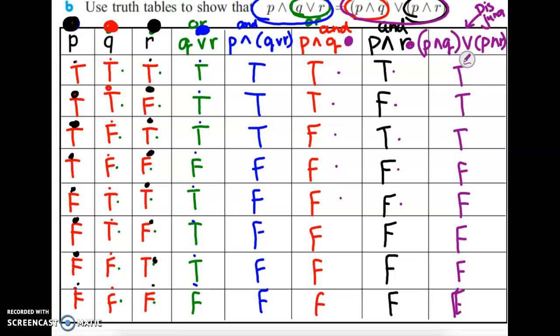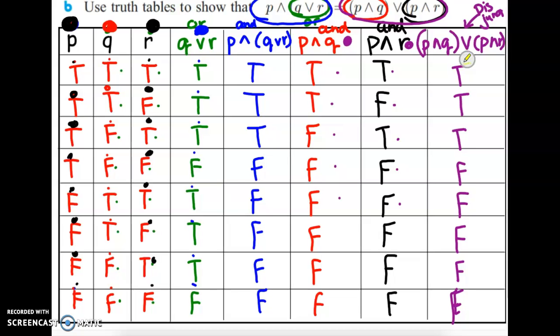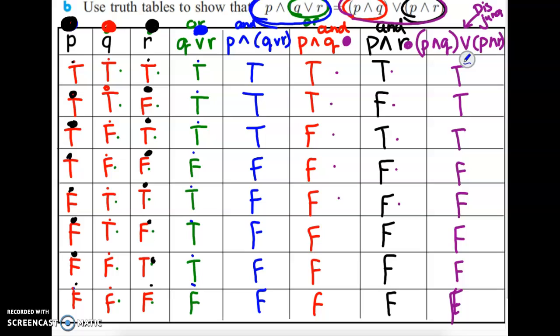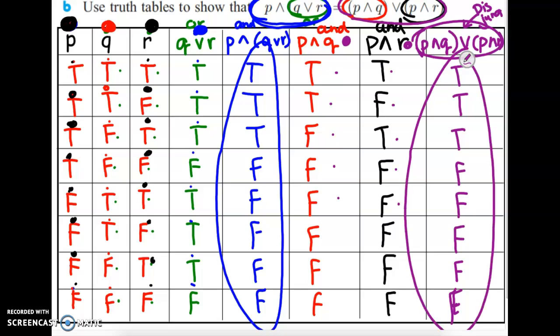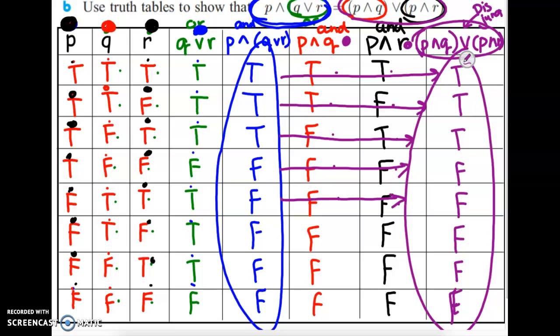So what are we looking at? We want to see, are these two logically equivalent? This blue one is this column, and this purple one is right here. Are these two the same? Let's see. We have a true and a true, they're the same. A true and a true, they're the same. A true and a true, they're the same. False and a false, they're the same. False and a false, they're the same. False and false, false and false, false and false. Both of those two columns are the same, so they are considered logically equivalent.